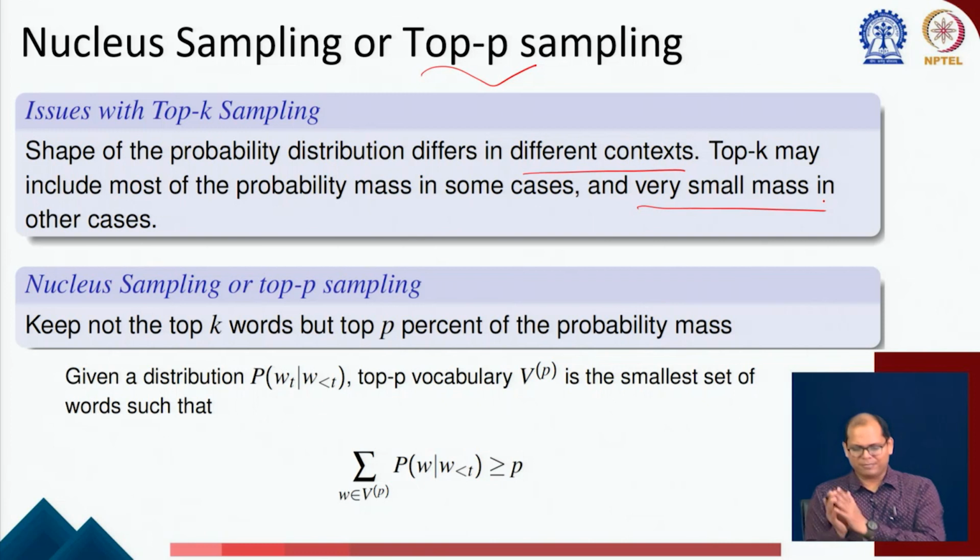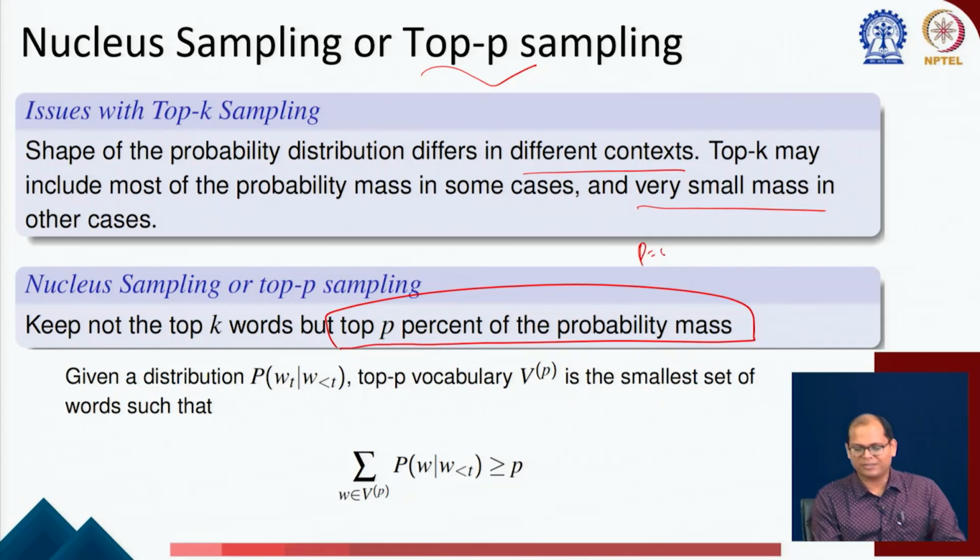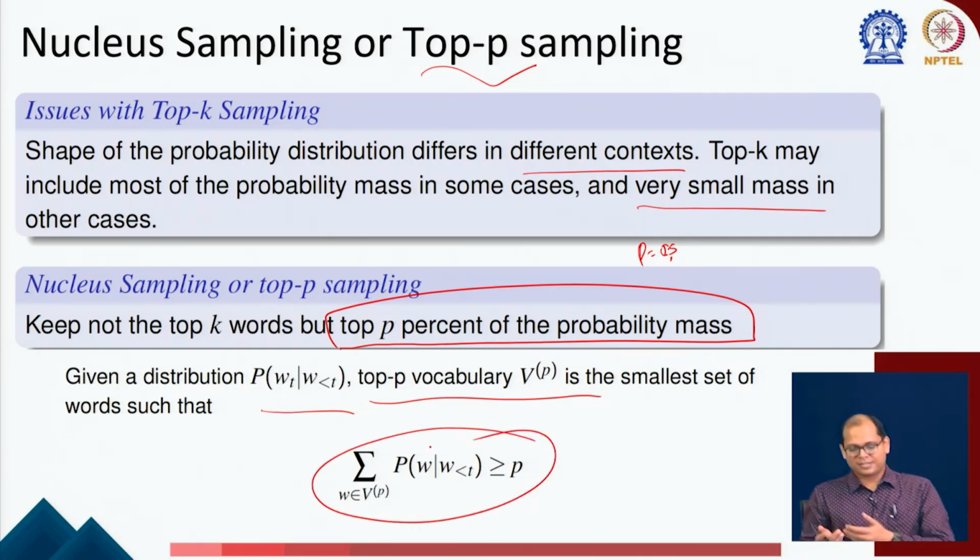So, you select a fixed probability mass. Say I select the top p percentile of the probability mass. If p is equal to 0.5, I will only select those high probability tokens that make the probability mass at least 0.5. So it is not top K words, but the top words that make the probability mass p. Given a distribution, the top p vocabulary is the smallest set of words such that the probability for the words in this set adds up to at least p. So it's easy, you sort them and keep on taking until you achieve p. Once you are at p or slightly higher than p, you stop.